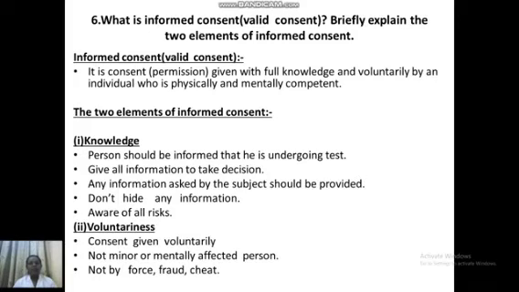Knowledge: the person should be informed that he is undergoing a test. Give all information needed to take a decision. Any information asked by the subject should be provided. Don't hide any information, and make them aware of all risks. And voluntariness: consent given voluntarily, not by a minor or mentally affected person, not by force, fraud or cheating.